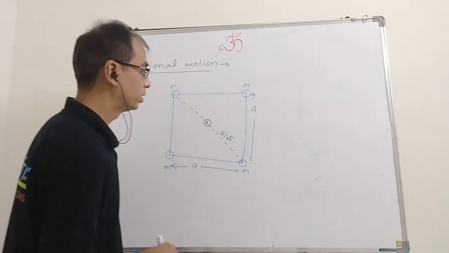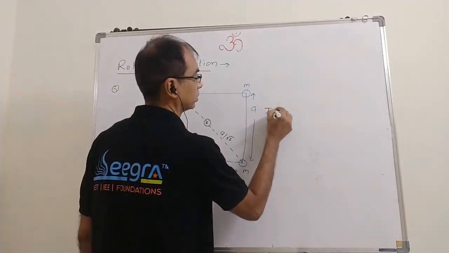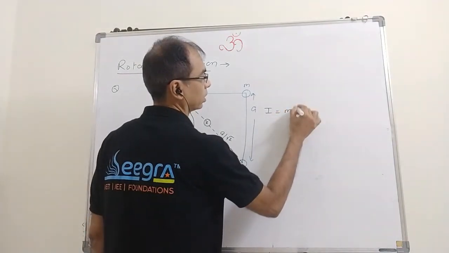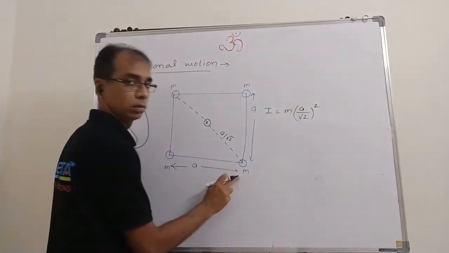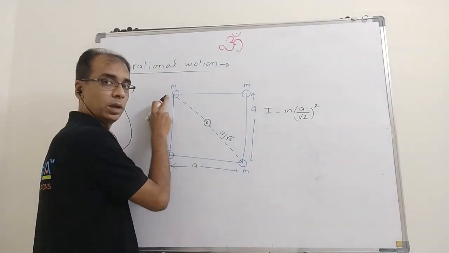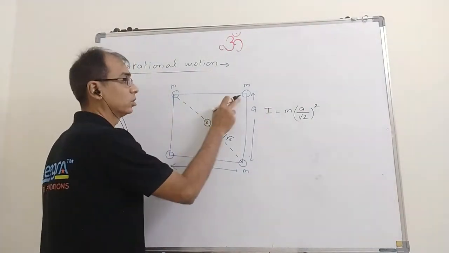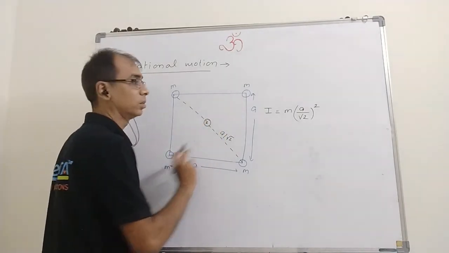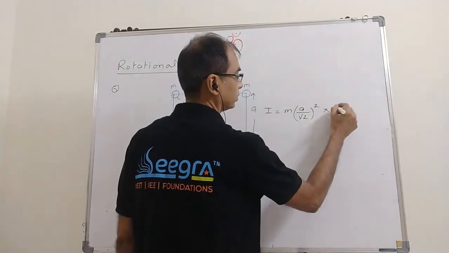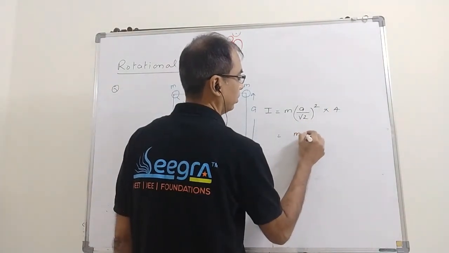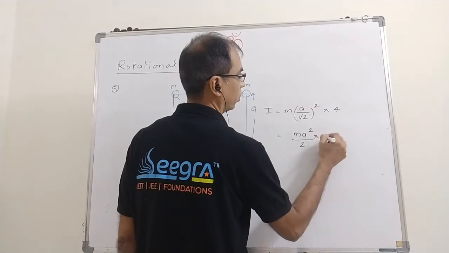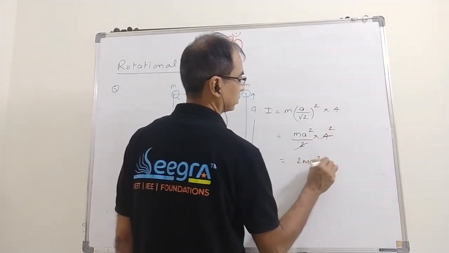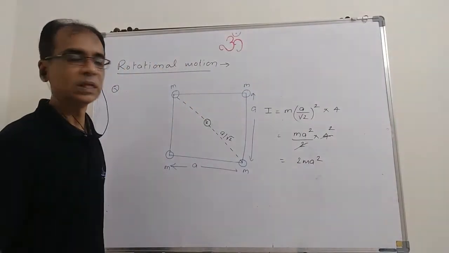So what will be the moment of inertia? For this particle, m times A by root 2 whole square. For this particle also, for this also, and for this also, m times A by root 2 whole square. That means I should multiply by 4: m A square by 2 into 4. Our answer is 2 m A square, the I about the center.